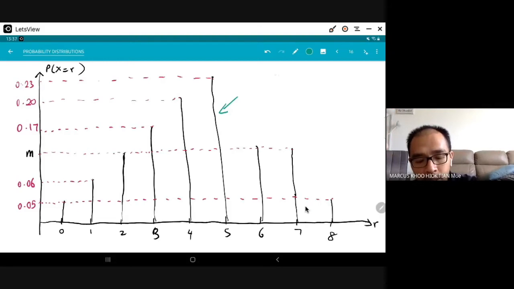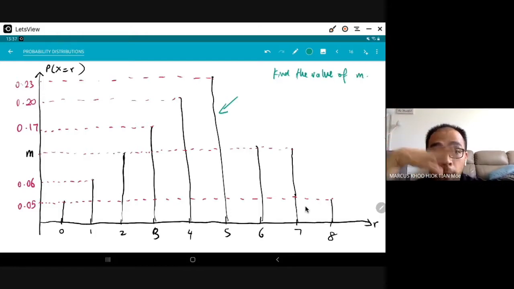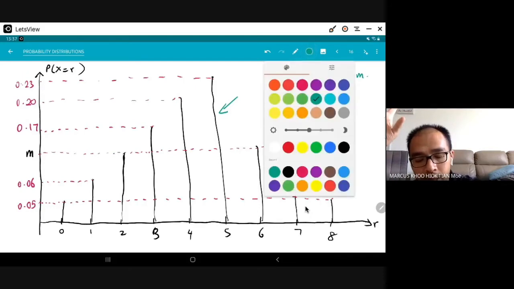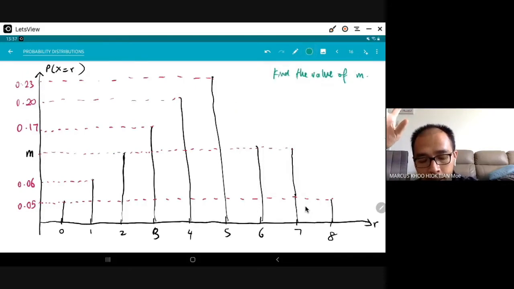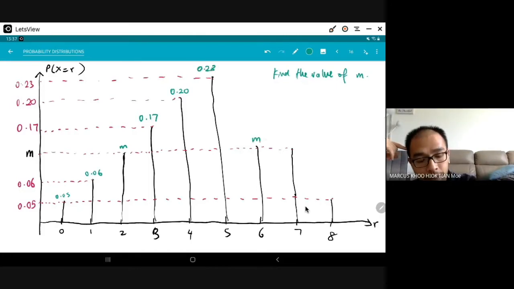So let's say this question is: find the value of m, and this is a complete binomial distribution graph. What you need to do is write down all the probabilities first. So this is 0.05, this is 0.06, this one we don't know, so we write it as m. This is 0.17, this is 0.20, this is 0.23, this is still m, this is also m, and this last one is 0.05.